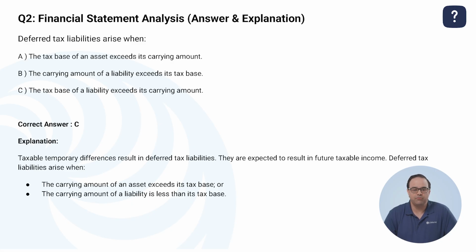So the key thing to remember here is a deferred tax liability occurs when the carrying amount of the asset exceeds its tax base, as we saw in the previous question, or when the opposite is true, when the carrying amount of a liability is less than its tax base.